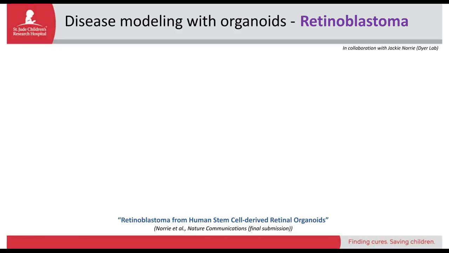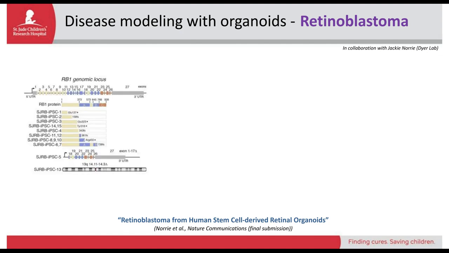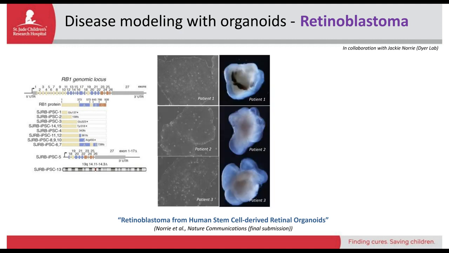So once we had the protocol, we worked very closely with Jackie, who's an excellent postdoc in the Dyer lab. What Jackie and her other collaborators did was collect donor cells from 15 different retinoblastoma patients, carrying a wide-ranging set of mutations in the RB1 locus. They then generated iPS lines from these 15 different individuals. We then screened the iPS clones, did a neural rosette formation assay, and selected the clones that had high neurogenic potential.